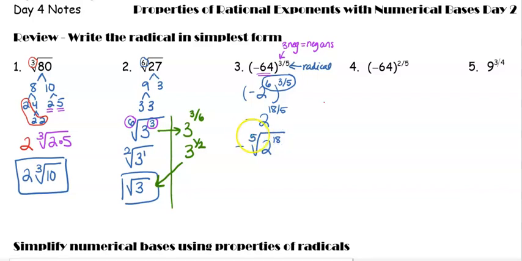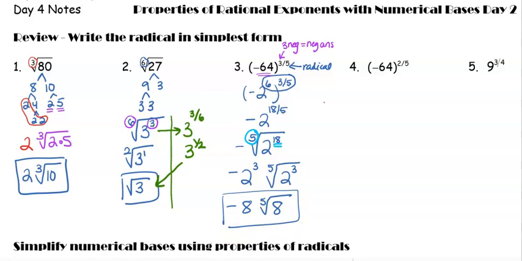Again, we go back to our root. We need 5, and we have 18. That tells me that I can make 3 groups. 3 groups of 5 account for 15 of the 18, which means that there are 3 left over on the inside. So negative 2 cubed gives me a negative 8, 5th root of 8.